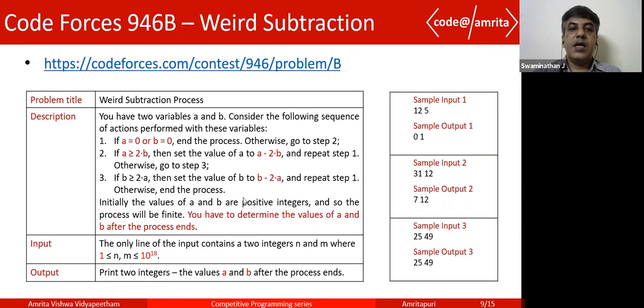But suppose b was not even greater than or equal to 2a, then you just end the process and print the values of a and b. So as long as either of these conditions is satisfied, you keep reducing the a value or b value, and finally when you can't do any more, when a is not more than twice b, or b is not more than twice a, you stop the process, finish it, and print a and b.